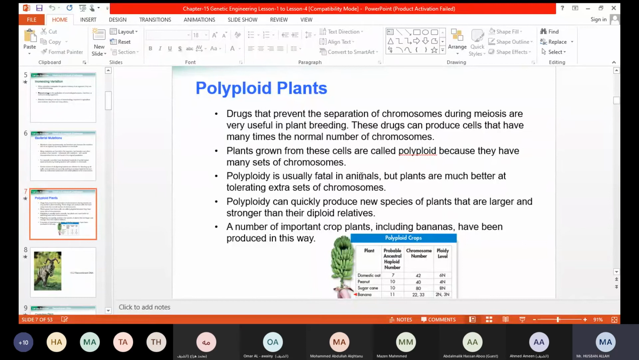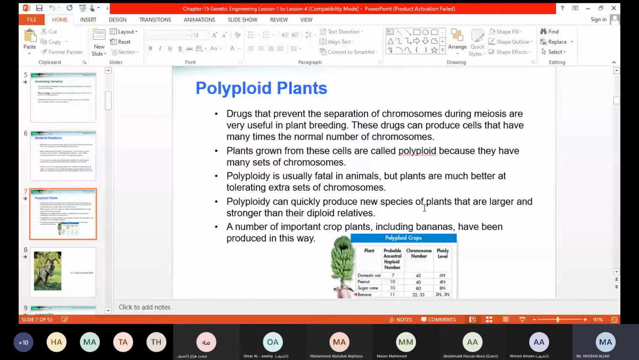Polyploidy is usually fatal in animals. As I told you, animals will not survive with polyploidy. But plants are much better at tolerating extra sets of chromosomes. Plants can tolerate it, and even benefit from the extra sets of chromosomes. Polyploidy can quickly produce new species of plants that are larger and stronger than their diploid relatives.